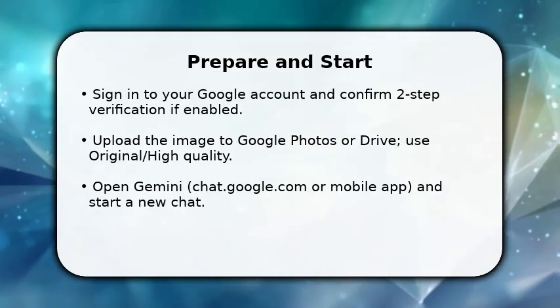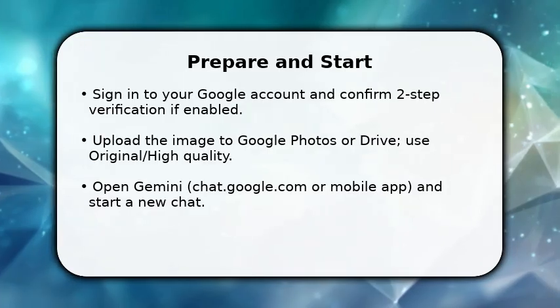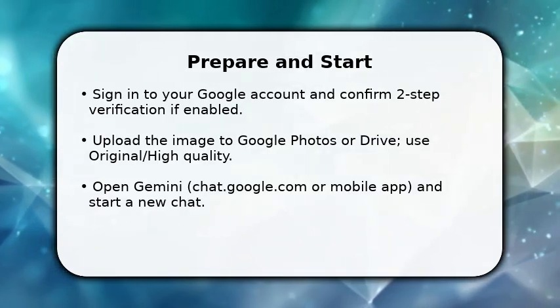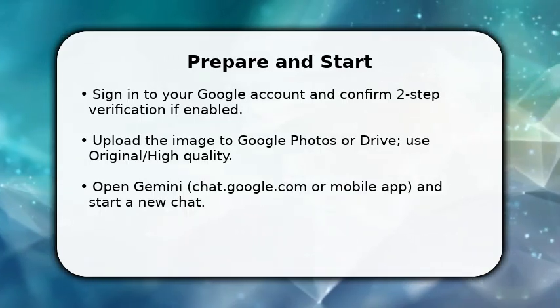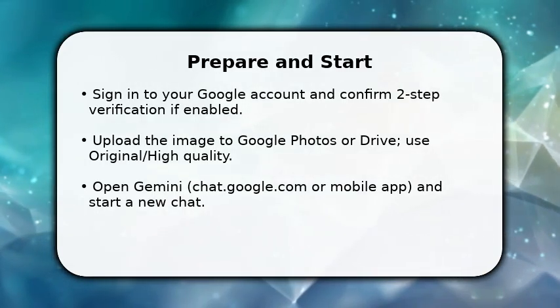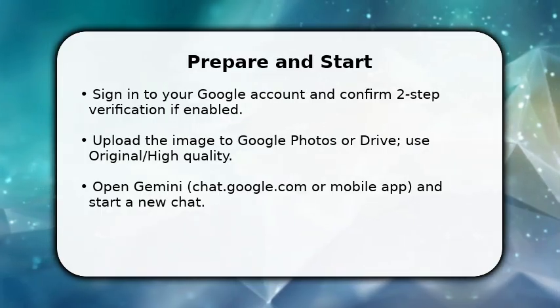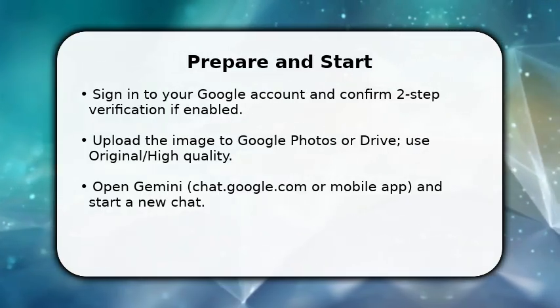You begin by ensuring you're signed into the Google account you'll use. This avoids permission headaches later. Next, upload the photo to Google Photos or Drive and verify it's the final version. Once done, open Gemini and start a fresh chat with the assistant or a draft conversation.